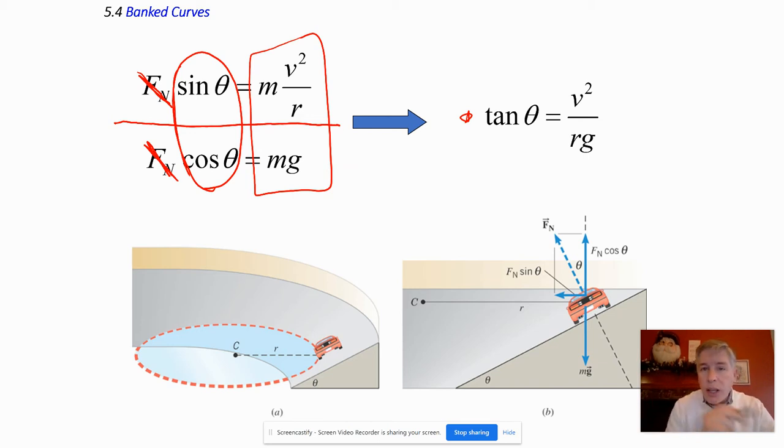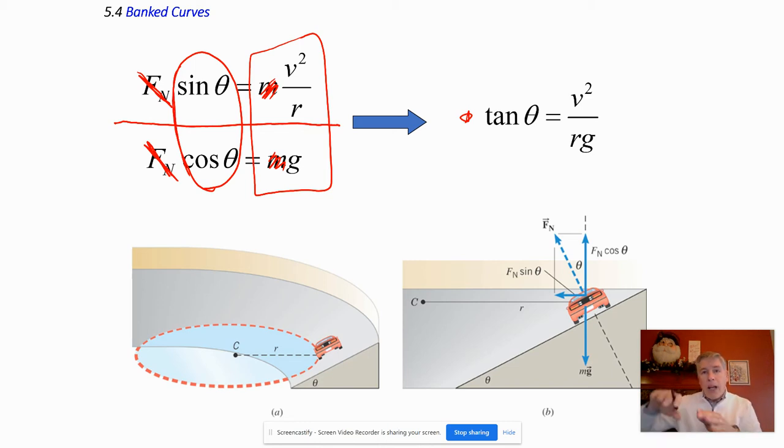Notice again, just like when we did friction on an unbanked curve, the mass of the object is going to cancel. It doesn't matter how much mass you have to go around a banked curve, you can still make it for this particular setup.